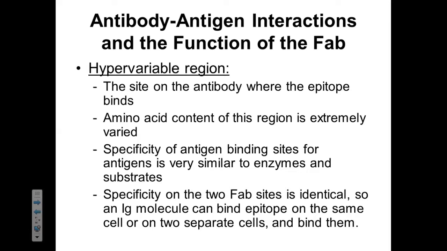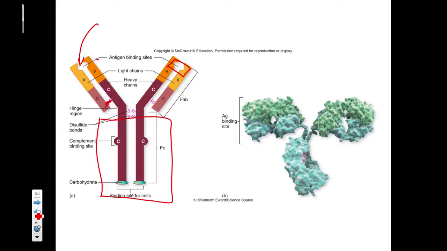The specificity of the antigen binding sites in our hypervariable region is very similar to the specificity for an enzyme and a substrate, kind of like that lock and key model we talked about earlier on in this course, where we talked about how a specific substrate fits in a specific active site of a specific enzyme. The specificity of the two FAB sites is identical. So if we back up here, the specificity right here for that binding site is exactly the same as the specificity of that binding site. So we can have the same antigen bind to either spot.